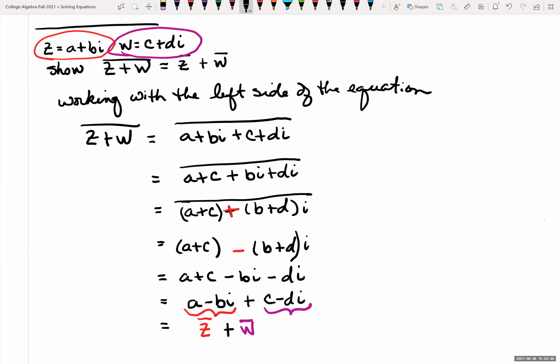And so we showed that taking the sum of two complex numbers and then taking their conjugate is the same thing as taking the conjugate of one complex number plus the conjugate of the other complex number. So it's kind of fun. A lot of times you'll finish a proof showing something is true and you put a little square under there, and that is just a notation in mathematics that the proof is done. You've shown what you wanted to show.